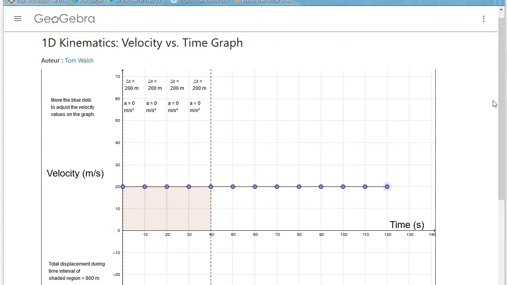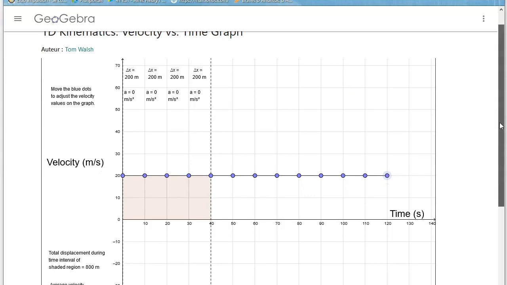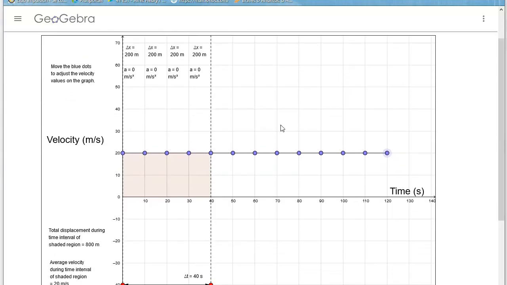So here's a simulation by Tom Walsh on GeoGebra that lets us explore this a little bit better. What I want to do in here is reproduce the problem that we're looking at. So I have the car moving at 20 meters per second for 40 seconds. And what you can see is that the 800 meters corresponds also to the area under that curve. So if I take my 20 meters per second times the 40 seconds, that's essentially the area of this rectangle.